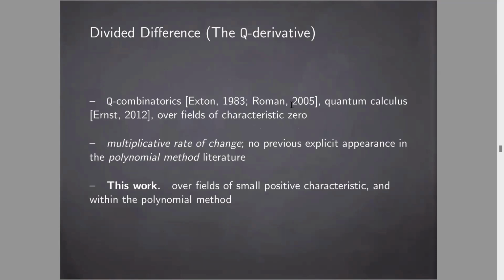Okay, so the Q derivative is not really a new discovery. It has found applications in a large field called Q combinatorics. Good references are by Exton and Roman, as well as quantum calculus. A good reference is a book by Ernst. But usually it appears over fields of characteristic 0. And this is really a multiplicative rate of change, as we have defined it here. And this definition has not really found any explicit appearance in the polynomial method literature, to our knowledge.